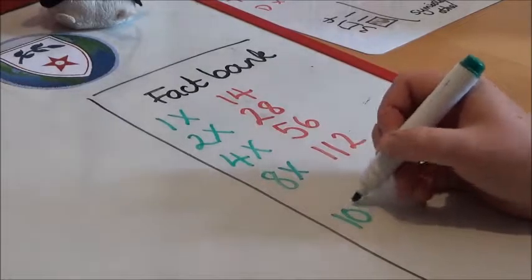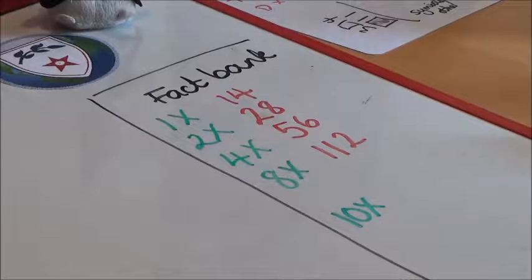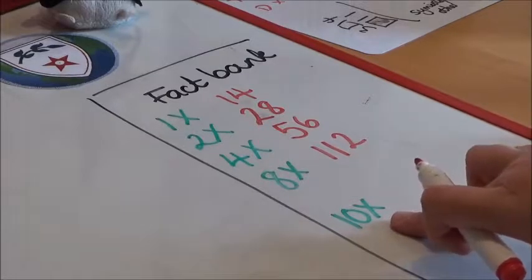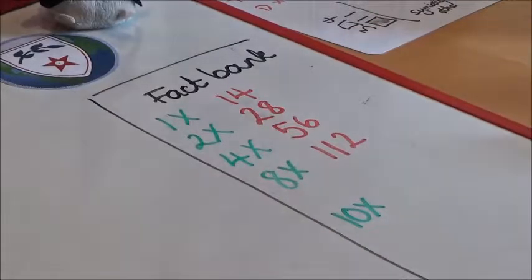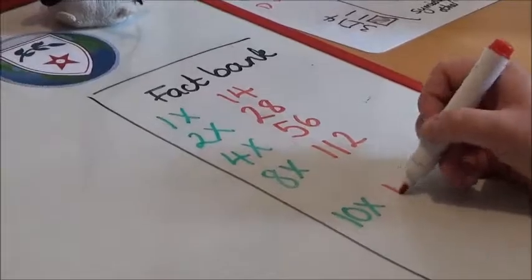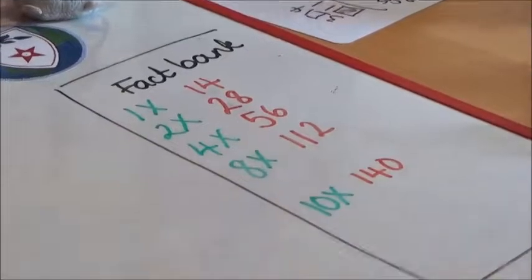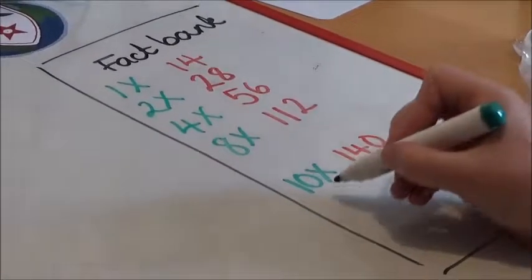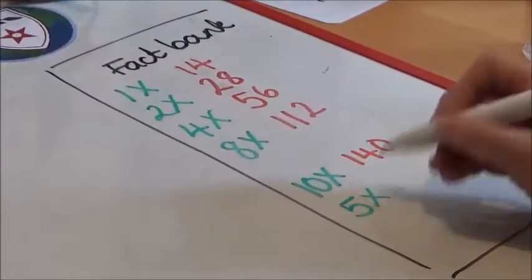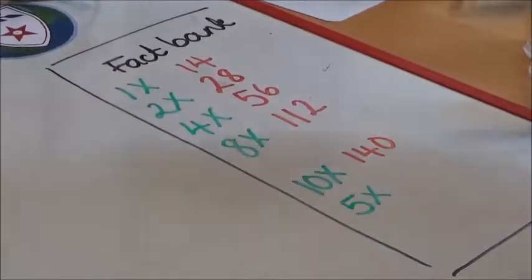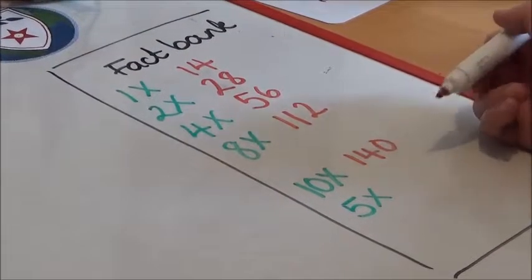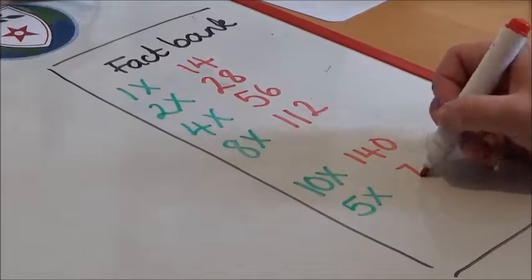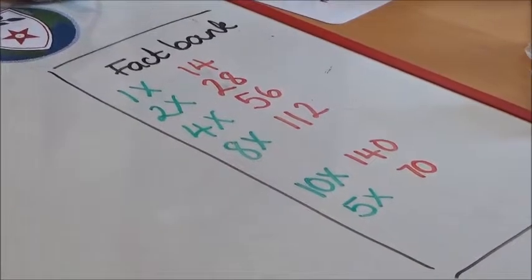Then we're going to use our 10 times understanding. Again, we've gone through this in previous videos. If we're going to make a number 10 times bigger, we're going to move it up the place value position. So 14 times 10 is going to be 140. And 5 times is just going to be half of that. Half of 40 is 20, half of 100 is 50. So 5 times is going to be 70.